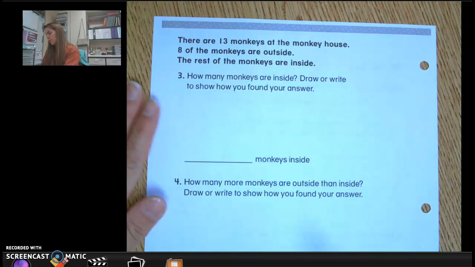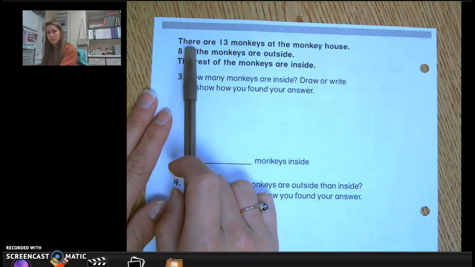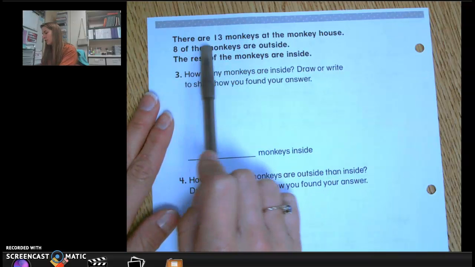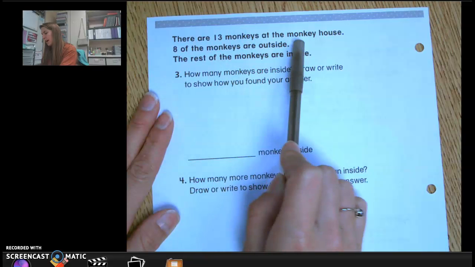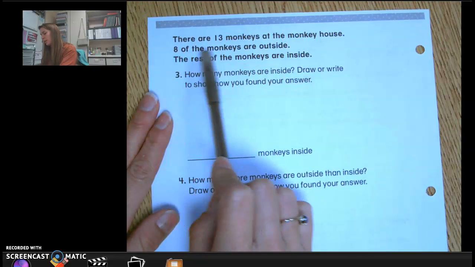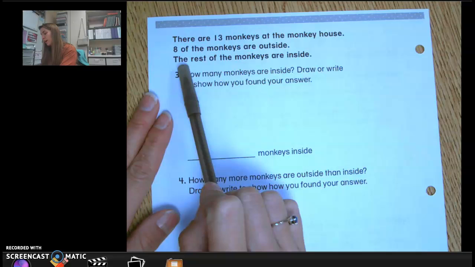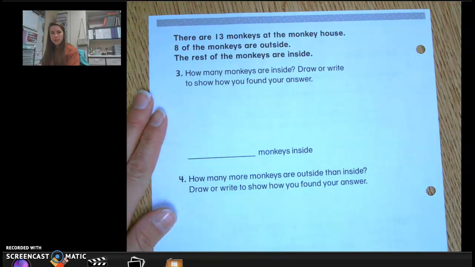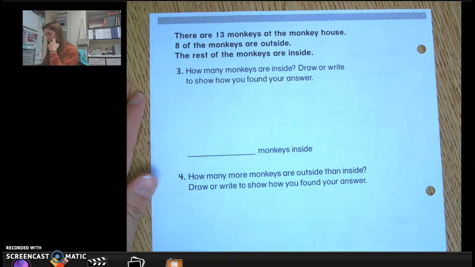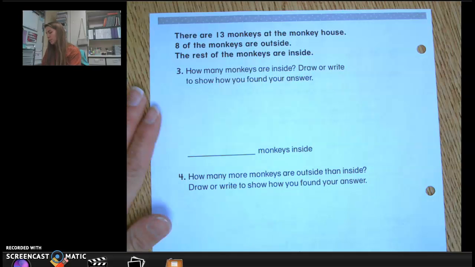In our next problem, we're going to be looking at this information up here. It says there are 13 monkeys at the monkey house. 8 of the monkeys are outside. The rest of the monkeys are inside. Okay, so we're going to need that information for our next problems.